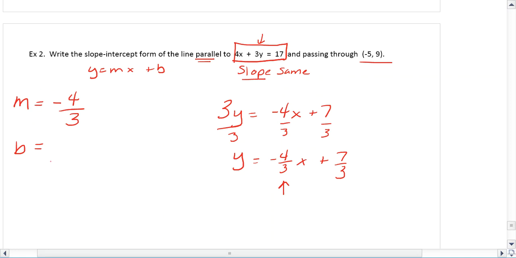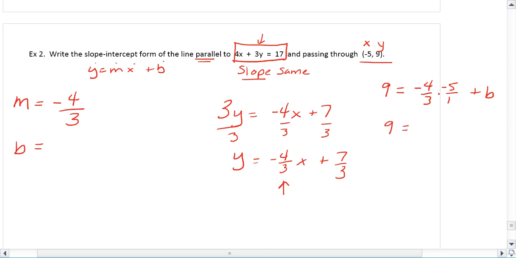So now, once again, I need to find b, and this should sound very familiar to you. Out of these 4 letters, I know 3 of the numbers, and I can plug them in. The negative 5 is the x, the 9 is the y. So if I say that 9 equals, the m is negative 4/3 times x, x is negative 5. I'm going to put it over 1 so that I can easily see how to multiply these fractions. And then plus b, which is what I'm after.